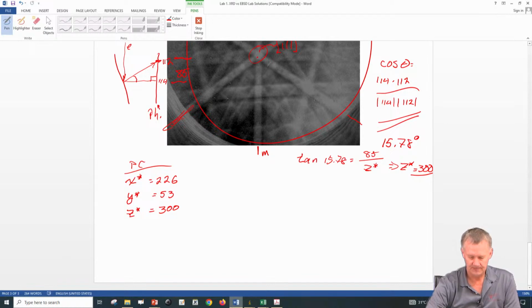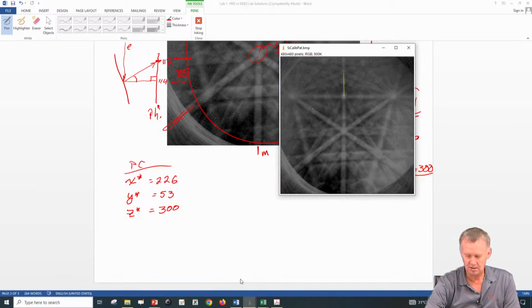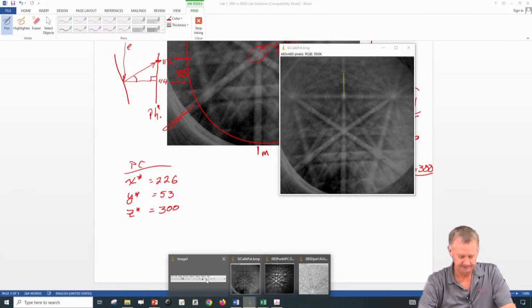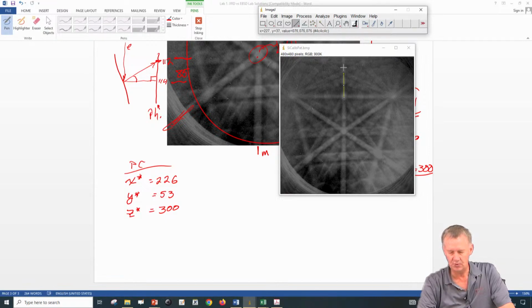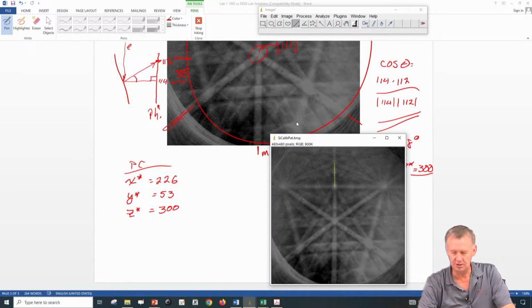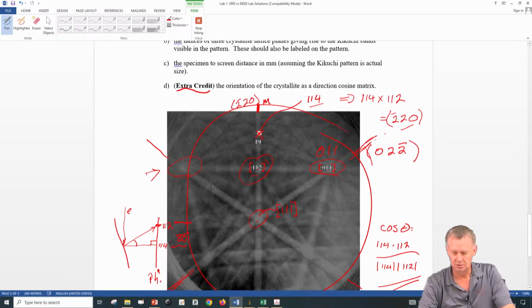Okay. Now we have to choose one of these bands that we know the Miller indices for. So we said we knew Miller indices along this band, for example, right? Do you remember what they were? We wrote them at the top of this page. Okay. Bar 220.